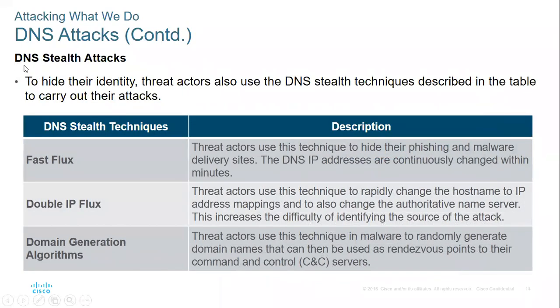We also have DNS stealth attacks. So of course, what the threat actors are trying to do is to hide their identity, okay? Some of these attacks are fast flux. So this is a technique where threat actors use phishing and malware delivery sites, okay? And what happens here is that the DNS IP addresses which the threat actors are using keep on changing, and it will be difficult, of course, to trace them, okay? Double IP flux attack. So this is where now the host name and IP mappings also keep on changing so that you can't trace the threat actors.